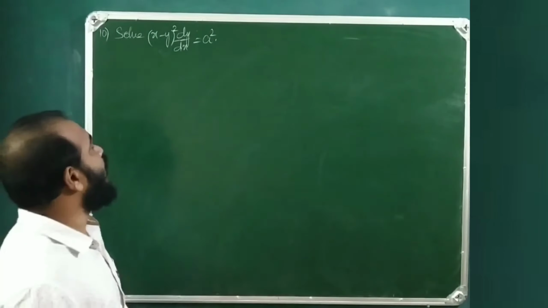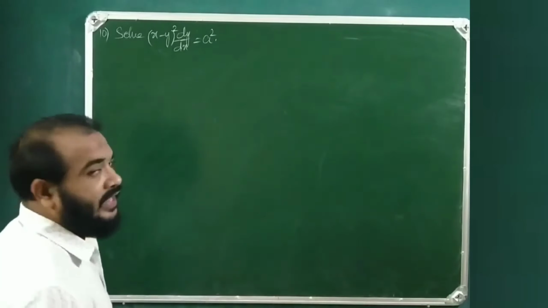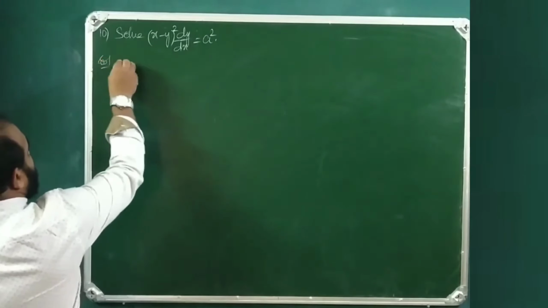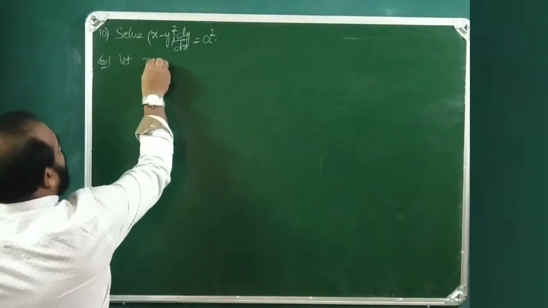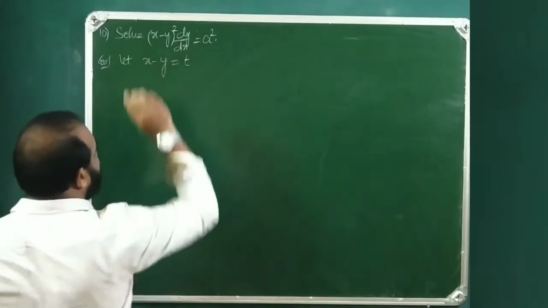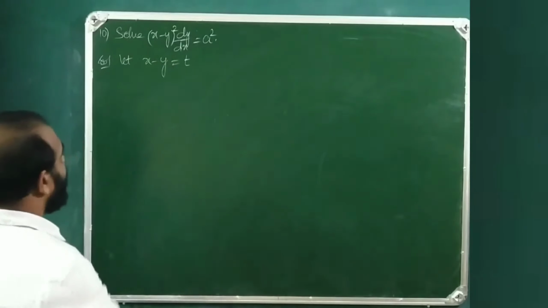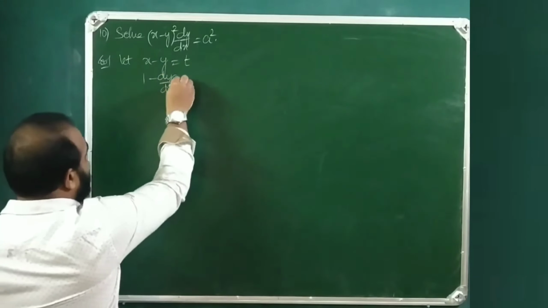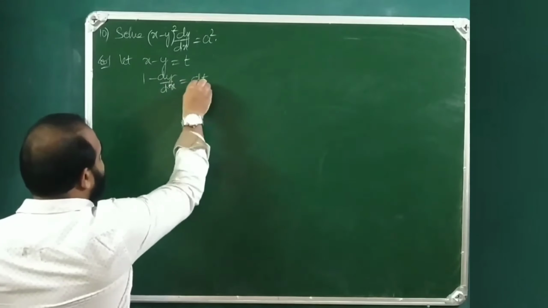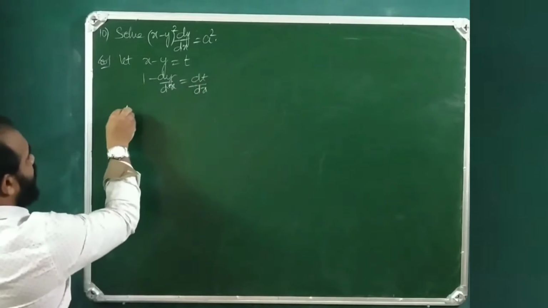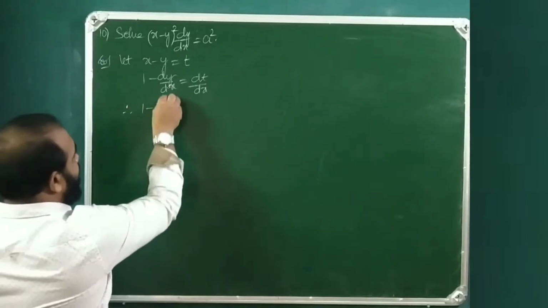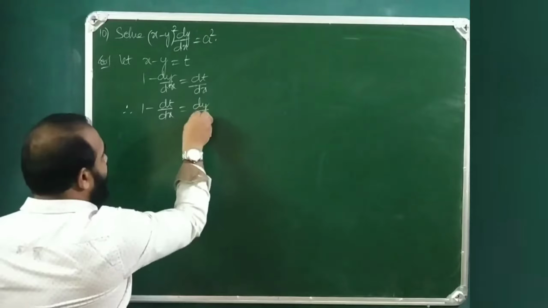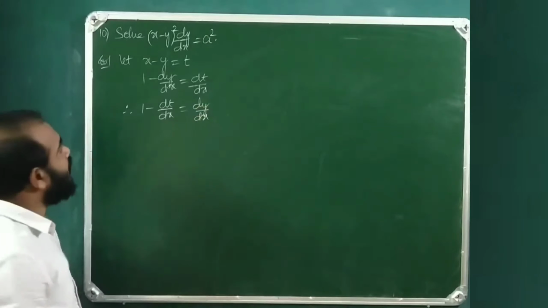Solve x minus y whole square dy by dx equals a square. Let x minus y be treated as t. So differentiating, we get 1 minus dy by dx equals dt by dx. Therefore 1 minus dt by dx is equal to dy by dx.